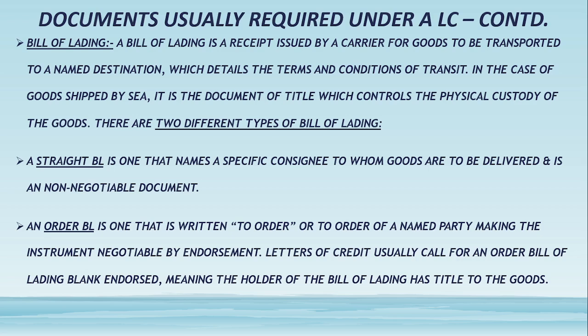A straight BL is one that names a specific consignee to whom goods are to be delivered and is a non-negotiable document. An order BL is one that is written to the order of a named party, making the instrument negotiable by endorsement. Letters of credit usually call for an order bill of lading blank endorsed, meaning the holder of the bill of lading has title to the goods.